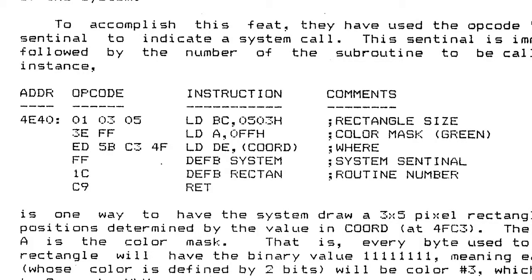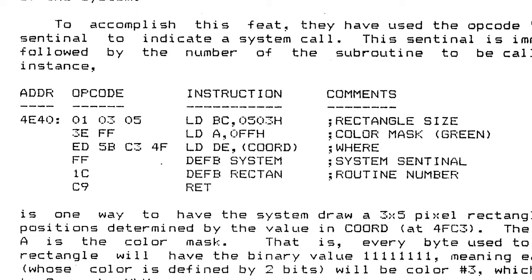I'm going to type in a short program that uses an example of how to paint a rectangle to the screen, and this is a really short program. It's, let's see, 1, 2, 5, about 10 bytes. I'm going to type it in, and it's going to print a green rectangle to my current cursor location. And it's doing this by calling the rectangle subroutine through something called the system sentinel. And I'm going to do that right now.